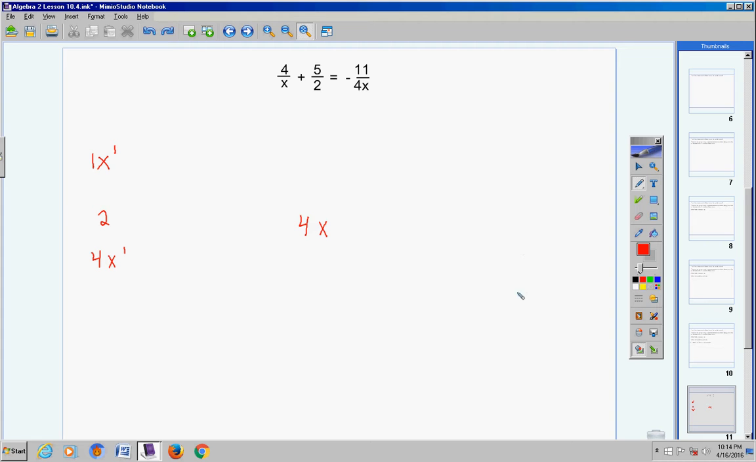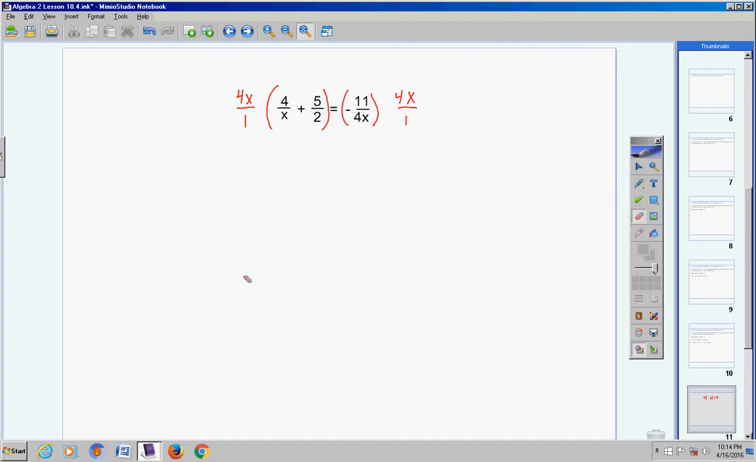Now it's going to get a lot more confusing than that later on. But we're going to have binomials mixed in. Everything gets really confusing. So hang in there and take good notes. So I found my common denominator. And if you'll look at step 2, it says to multiply it through. So here we go. I'm going to multiply this side by 4x over 1. And I'm going to multiply this side here by 4x over 1. Because that's my common denominator. Alright? So here we go.